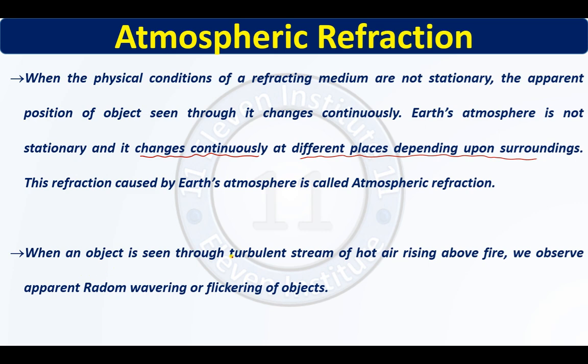When an object is seen through a turbulent stream of hot air rising above fire, we observe apparent random wavering or flickering of objects. Now, some of you might be having doubt in mind, some confusion that, sir, here we are talking about atmosphere. Now, somewhere we are talking about this hot air and fire and flickering. We do not get this. See, understand, my dear friends, this is an example to explain you something.